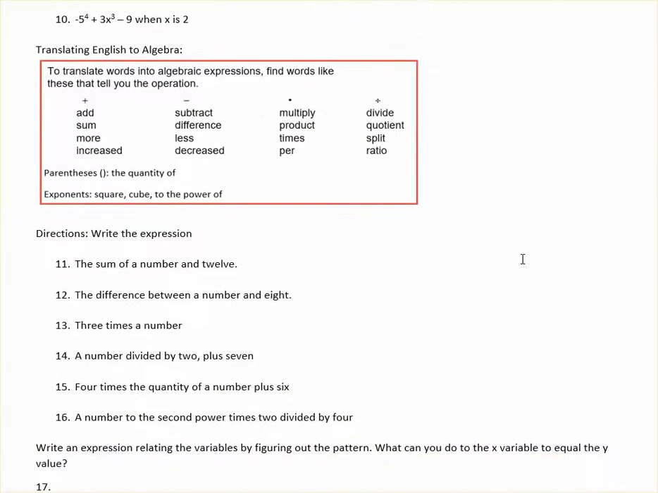On the next section, you are going to translate English sentences, words, into math, into algebra. So for each of these, you can pick whatever variable you want, and then using these keywords, write using algebra. So let's do number 14. A number divided by 2 plus 7. So any letter you want for your variable, I'll say x divided by 2 plus 7.